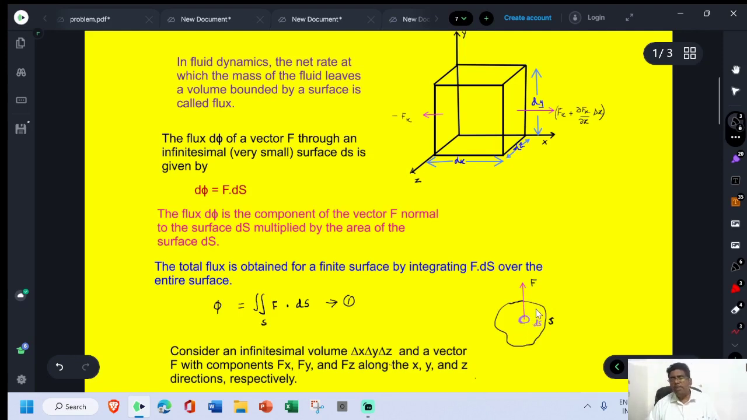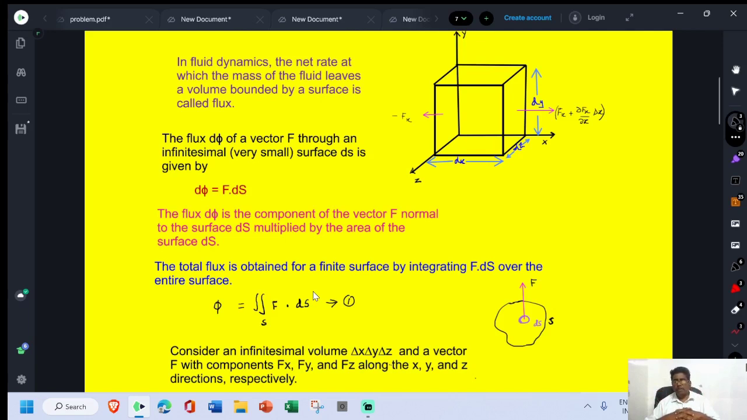If you want to measure the amount of fluid coming out of the entire system, you just have to integrate this. The total flux is obtained for a finite surface by integrating f dot ds over the entire surface. So this is the usage of surface integral. If you think about volume integral, the flux is also studied in terms of volume integral.